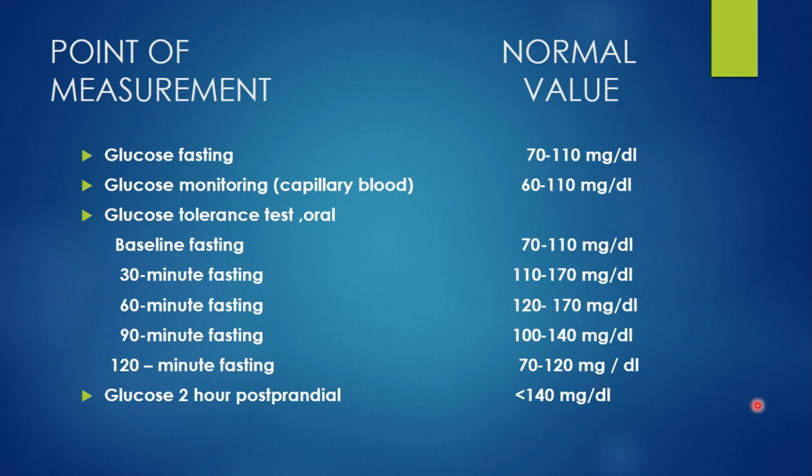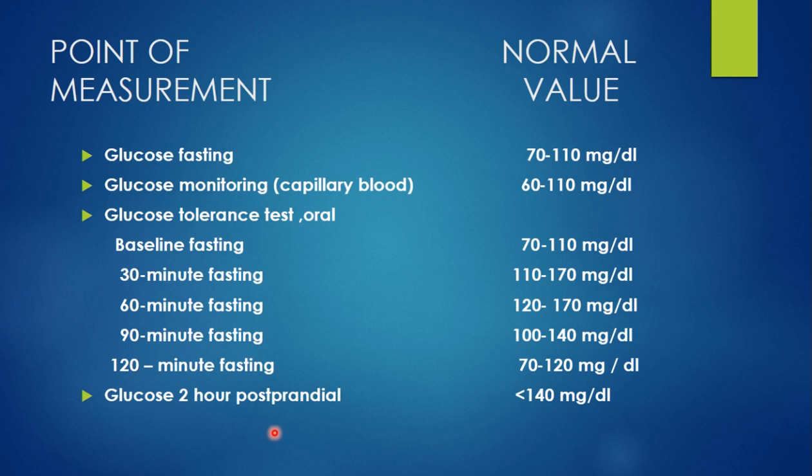Next we have glucose 2 hour postprandial. What is the 2 hour postprandial test? A 2 hour postprandial blood sugar test measures the blood sugar exactly 2 hours after the start of a meal. This blood sugar test may be used to check for diabetes and to see how the treatment for diabetes is working.